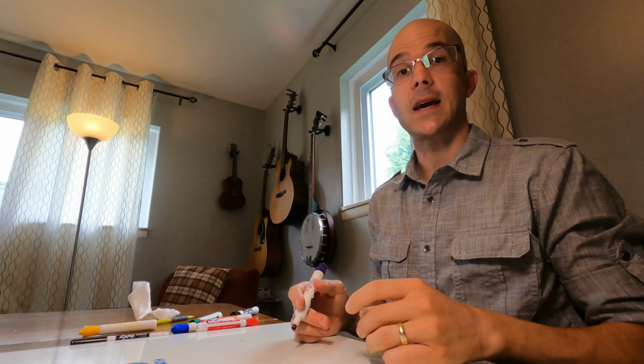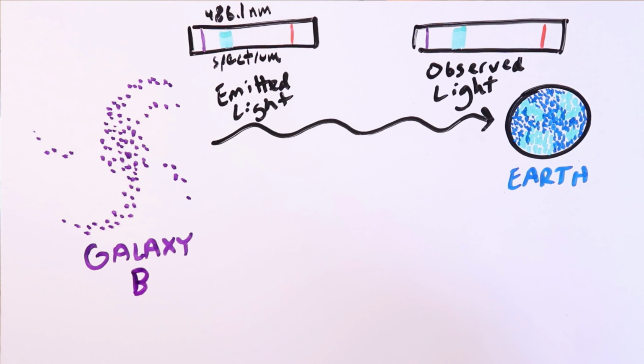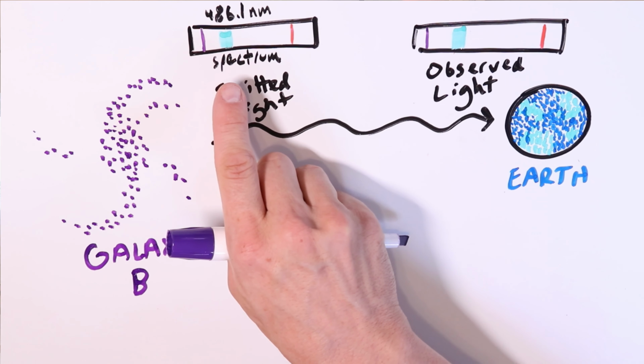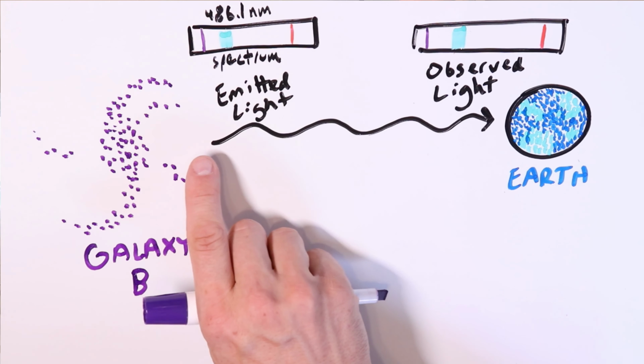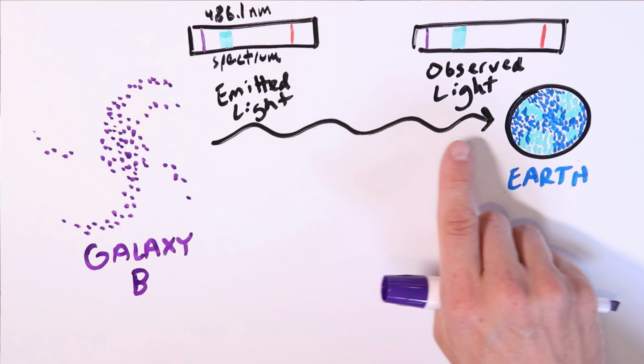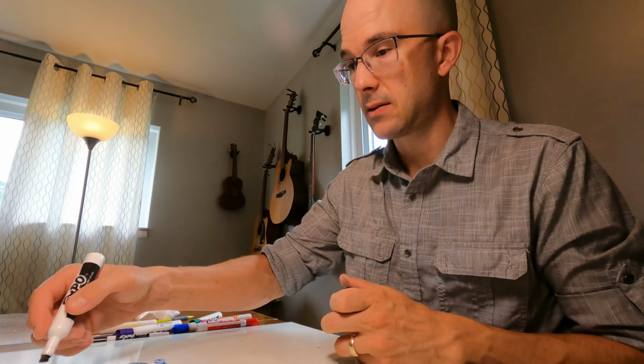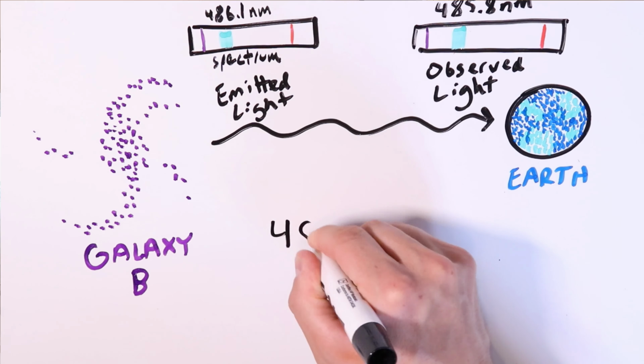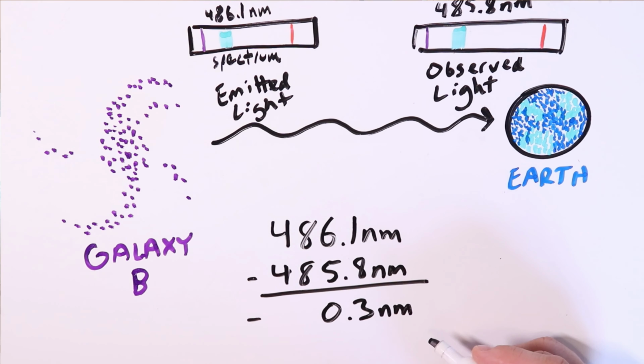Now suppose that we're observing a different galaxy. Let's call this galaxy Galaxy B. And in Galaxy B, we're observing the same emission line in hydrogen, 486.1 nanometers. But by the time that emitted light has traveled through space and been observed by Earth, instead of seeing 486.1, we see a value of 485.8. This gives us a difference of negative 0.3 nanometers.